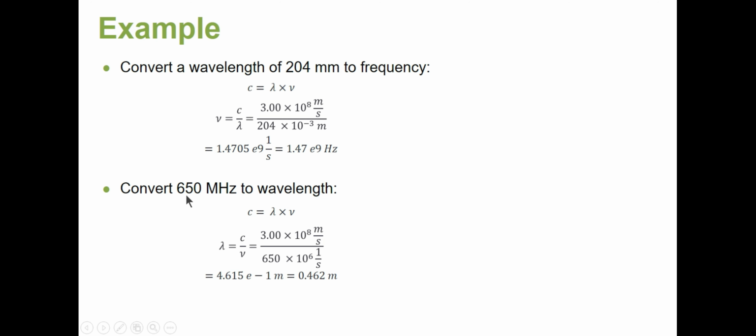Flipping it the other way, if I wanted to convert 650 megahertz to wavelength, I'm going to use the other form of the equation. Wavelength is equal to speed of light over frequency. I still put my same speed of light on the top. I put my frequency on the bottom, but remember this is megahertz, so I'm replacing the mega with its prefix value of 10 to the 6. Note that I have meters over second divided by 1 over second, so the seconds cancel and I'll be left with meters. And this is 4.615 times 10 to the negative 1 meter. I can convert that to standard notation of 0.462 meters.